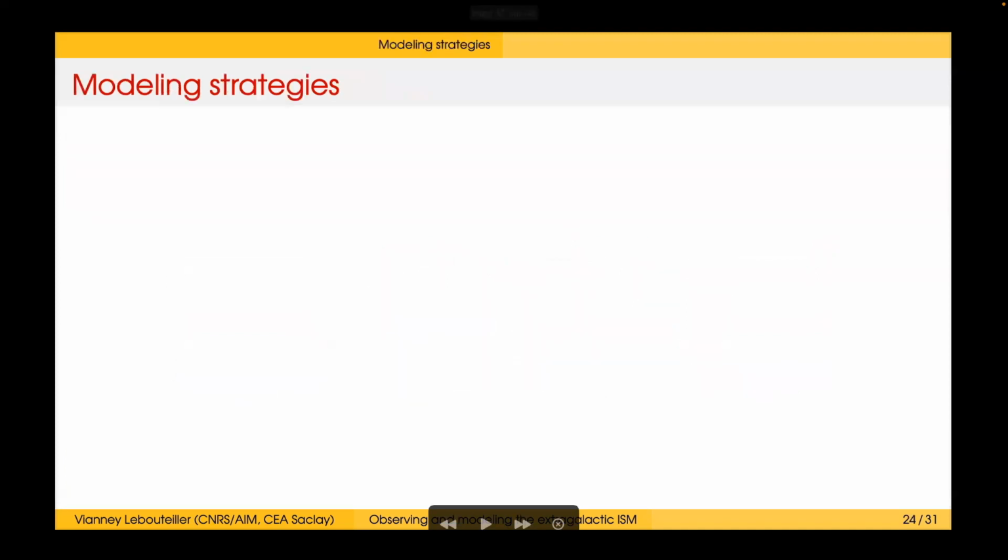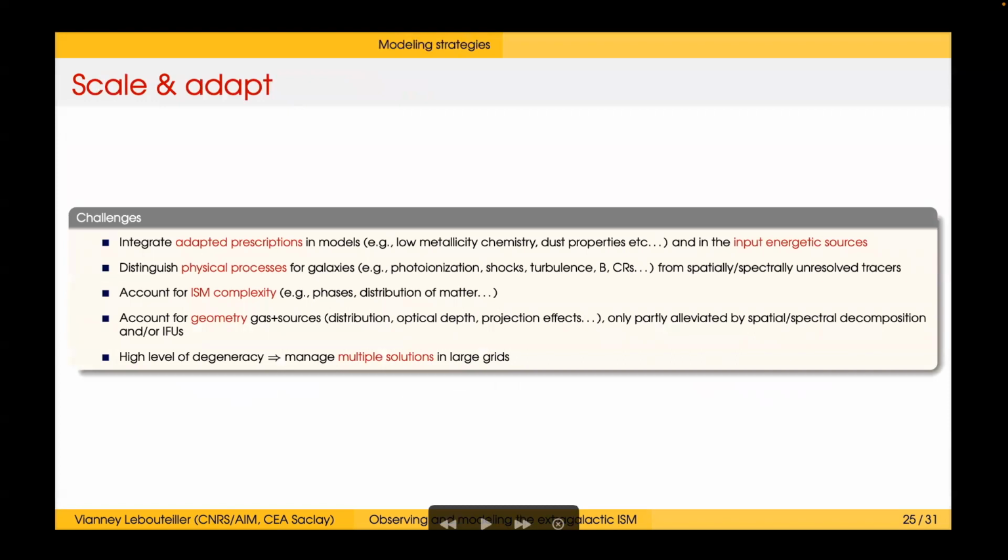Okay, so I think I don't have much time now. I just wanted to mention a few words about models themselves and what we need to account for in models when we do extragalactic observations. We need accurate prescriptions for the ISM and the energetic sources. We need to care for all the physical processes, the shocks also, which I haven't mentioned.